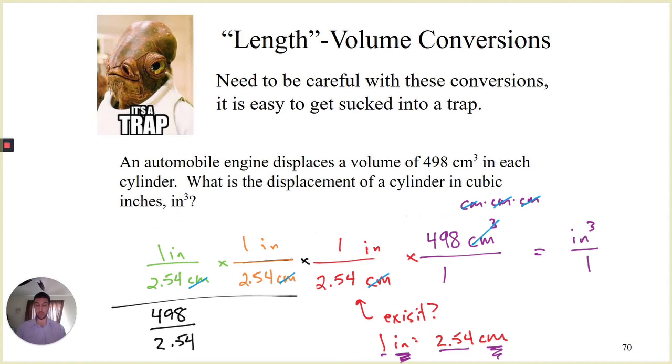The calculation is not 498 divided by 2.54. It's 498 divided by 2.54 times 2.54 times 2.54. Okay, or 2.54 cubed, as long as you enter the cube into the calculator. If you aren't entering the cube, that's where you're getting mistakes with this. Okay, so this is the trap when it comes to length to volume conversions.